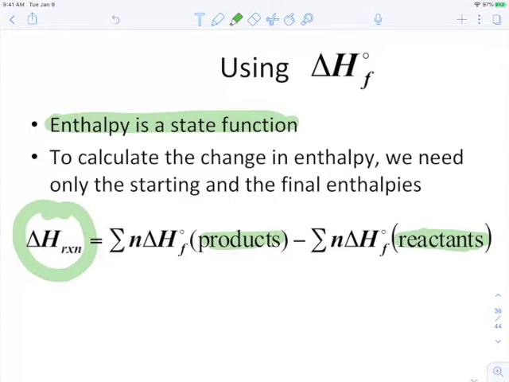All it is saying is add up the delta H values for all your products, add up the delta H for all your reactants, and subtract the two. And the reason that n is in there is because if there's a coefficient, you need to multiply it in. So again, it is not as bad as this equation makes it sound.